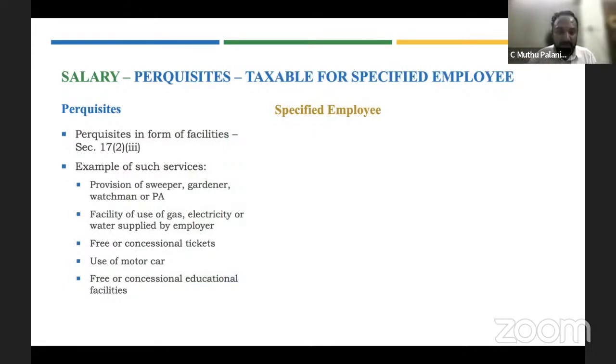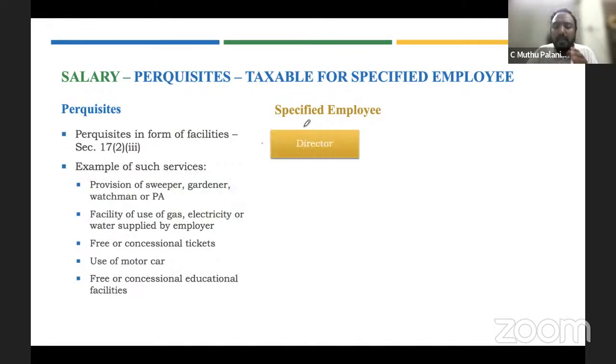So next we will discuss perquisites of specified employees. What do you mean by specified employee? We said that there are certain perquisites which are taxable only for a specified employee. So what exactly is a specified employee?